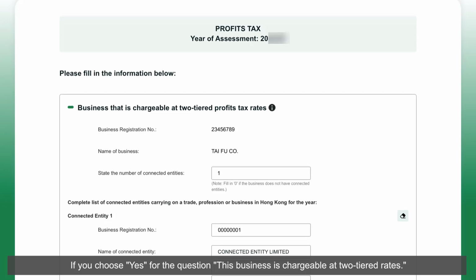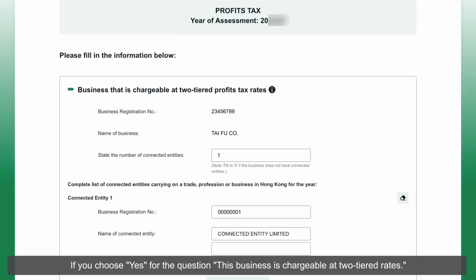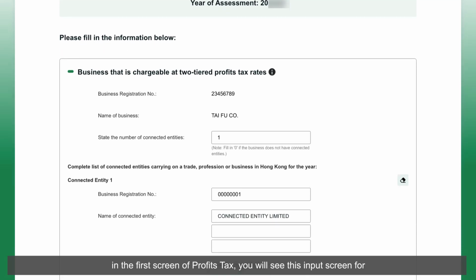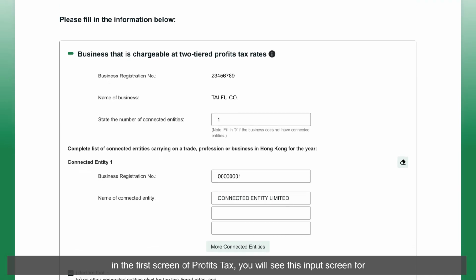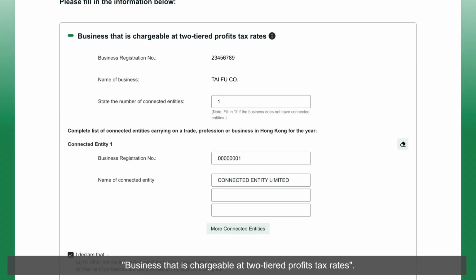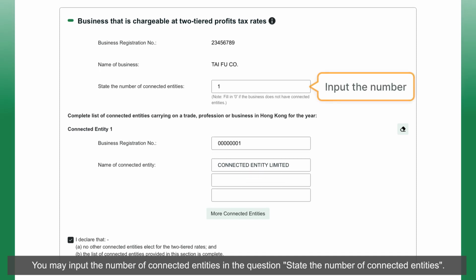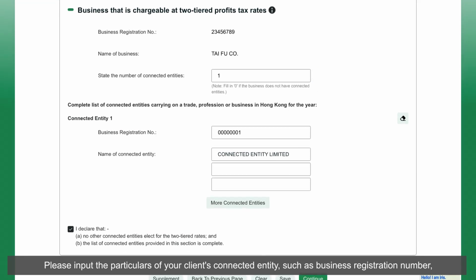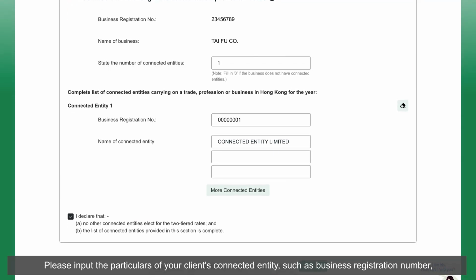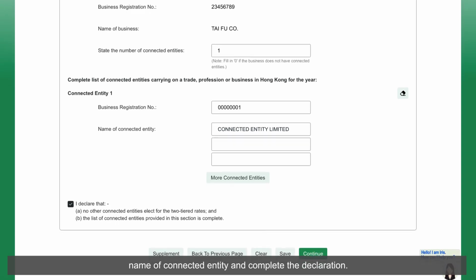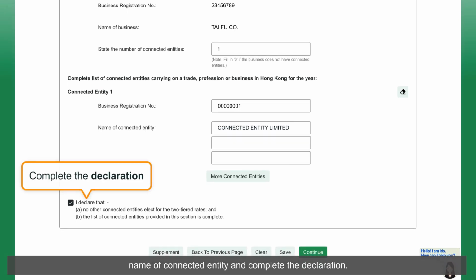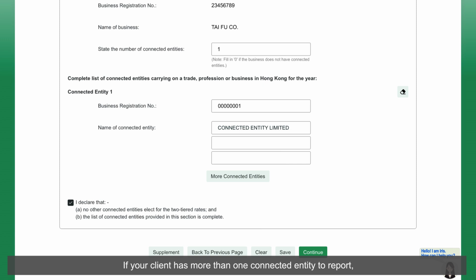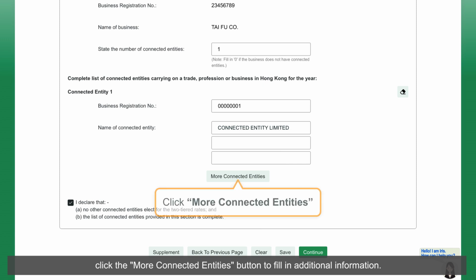If you choose Yes for the question "This business is chargeable at two-tiered rates" in the first screen of profits tax, you will see this input screen for business that is chargeable at two-tiered profits tax rates. You may input the number of connected entities in the question, state the number of connected entities. Please input the particulars of your client's connected entity, such as business registration number, name of connected entity, and complete the declaration. If your client has more than one connected entity to report, click the More Connected Entities button to fill in additional information.